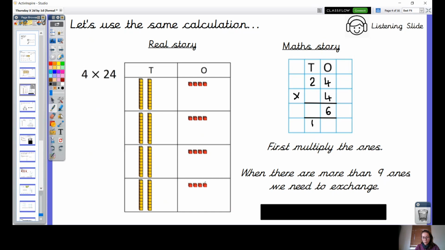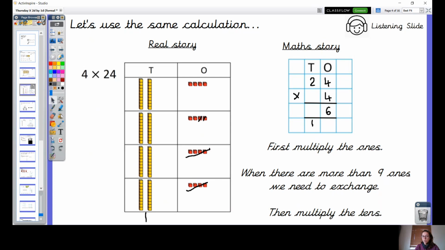So we have had to exchange 10 of these ones. That's 4, 8, 9, 10. And we've added in a 10 here. That's what we've done. So we can see we've got 6 ones left and we've got a 6 in our ones column. Now, the next part of this calculation, then multiply the tens.